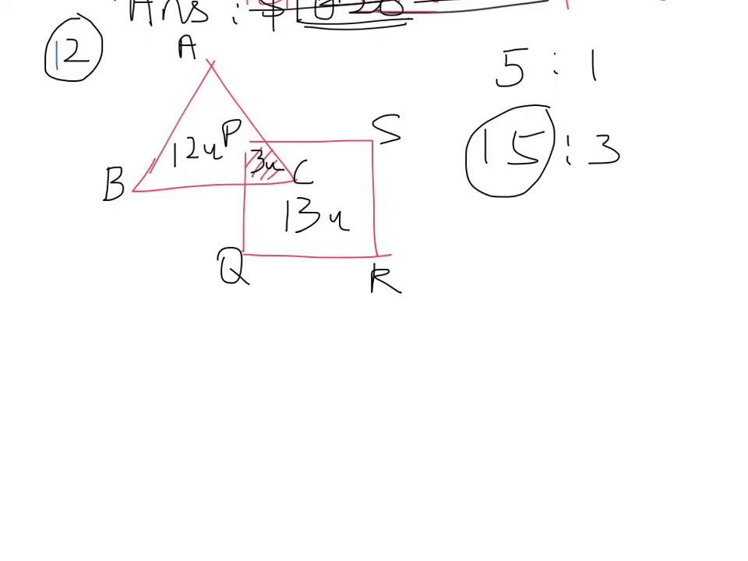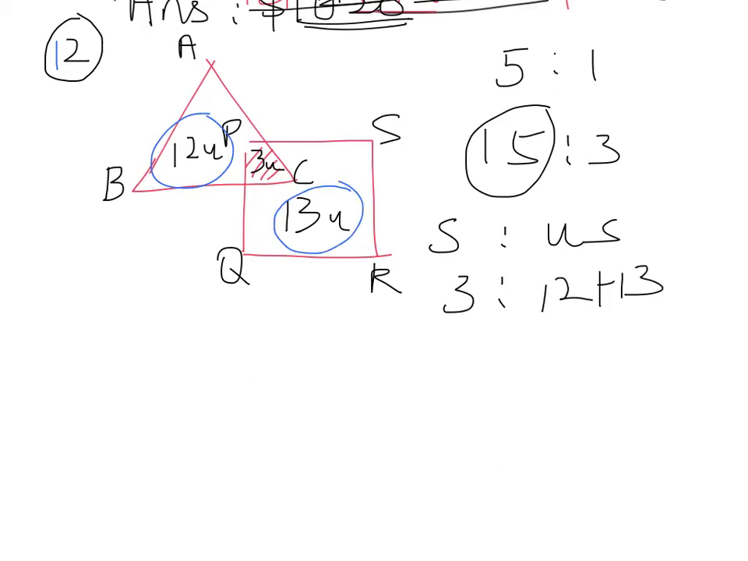Find the ratio of the area of the shaded part to the area of unshaded part of the whole figure. So shaded part is to unshaded part. Shaded part is 3 units. Unshaded part will have 12 and 13. So 12 plus 13, 3 is to 25. So the answer for question A, 3 is to 25.